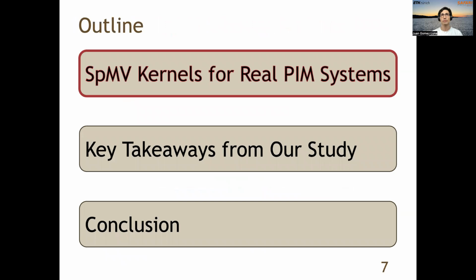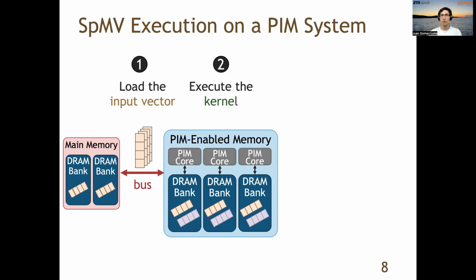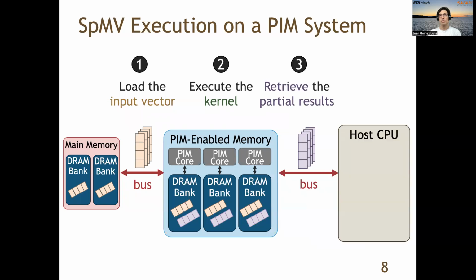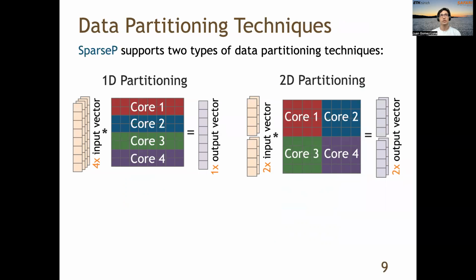Let's start with a little bit of the description of these SpMV kernels for real PIM systems. If we want to execute SpMV on a real PIM system, we'll first have to load the matrix, but then we'll have to load the input vector from the main memory to the PIM-enabled memory. Then we will execute the SpMV kernel in the PIM-enabled memory, and finally we will retrieve partial results to the host CPU. That might need to merge these partial results.